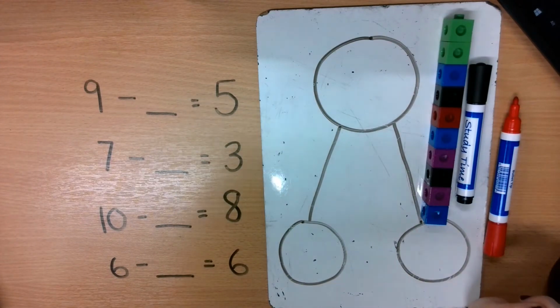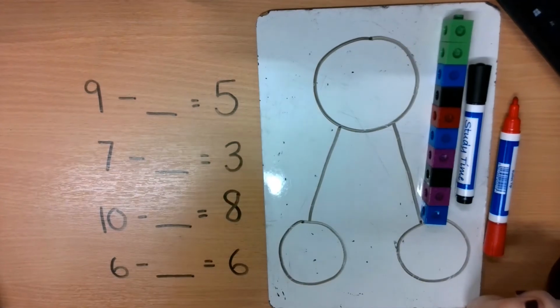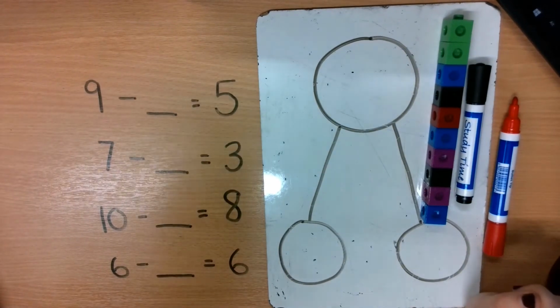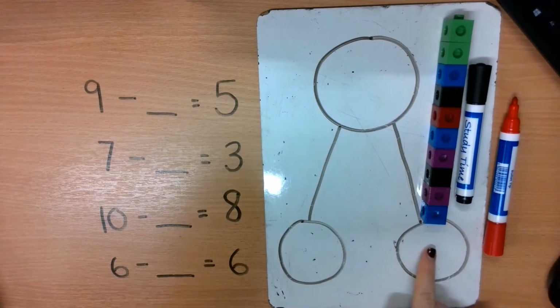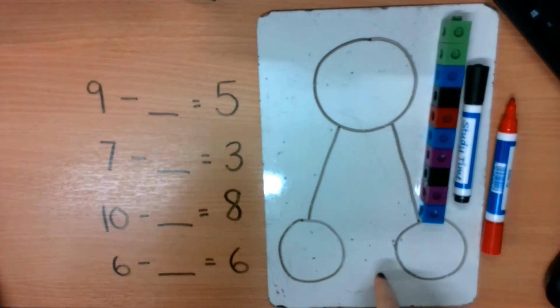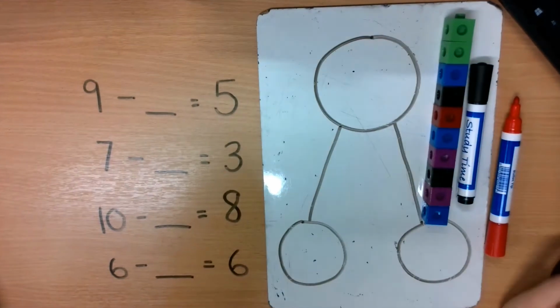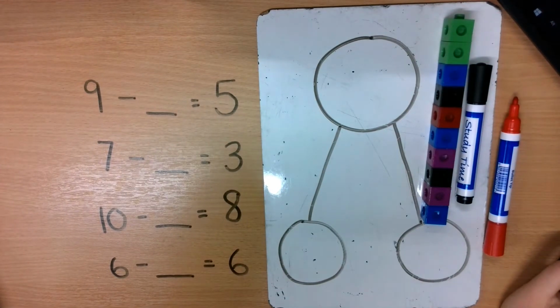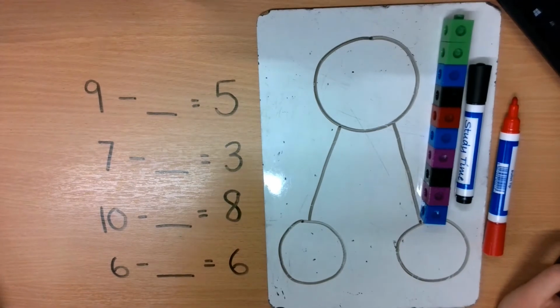Now today, we're going to look at solving missing number problems that include subtraction. We are going to use a part-part whole diagram. Can you draw one of these on your whiteboard just like mine? Now that you've done that, let's read the calculation together.